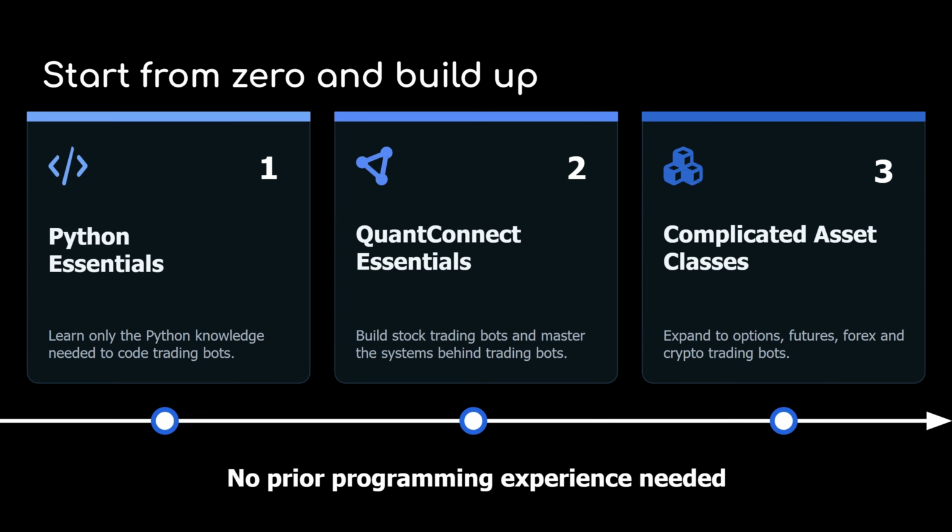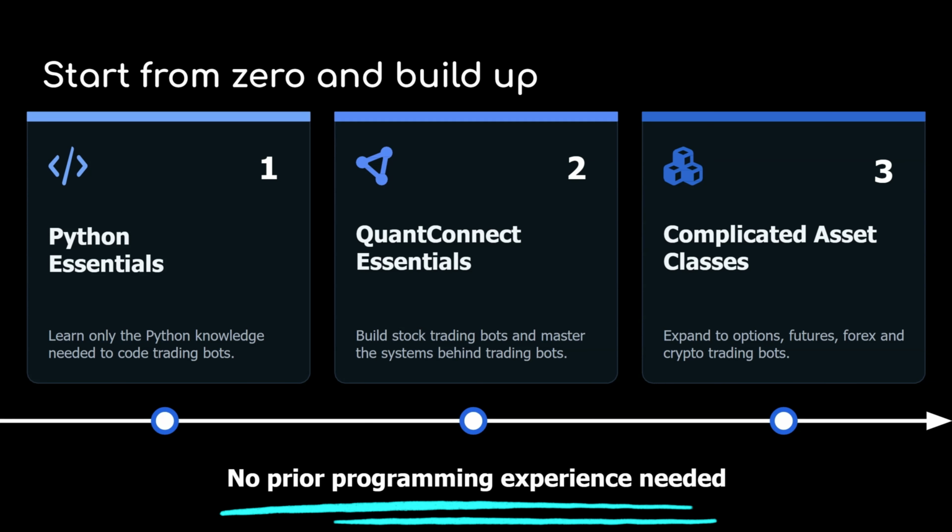This course has 3 sections. The first is Python Essentials, where you'll learn only the Python knowledge needed to code trading bots. The second is Quant Connect Essentials, where you learn to build stock trading bots and master the systems behind trading bots. The last is Complicated Asset Classes, where you learn to build trading bots for options, futures, forex, and crypto. Take note that you do not need any prior programming experience before taking this course. It'll give you everything that you need.